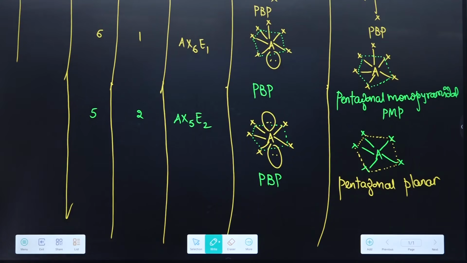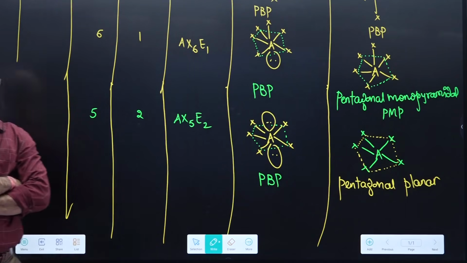Just take 2 or 3 minutes of time and go through the table once. Right now itself we'll revise the various combinations of steric numbers. You should be in a position to answer. If I ask you 6, 0, immediately you should answer octahedral, 5, 1, 4.